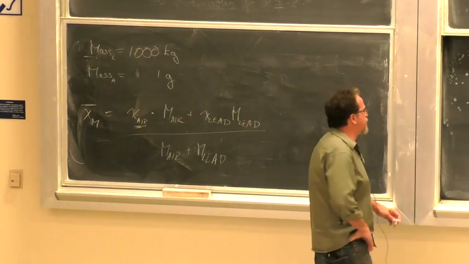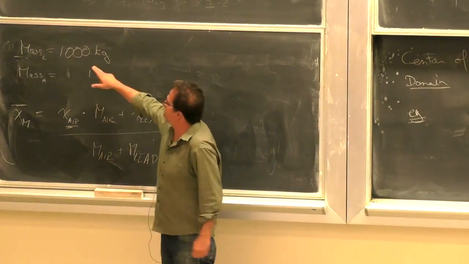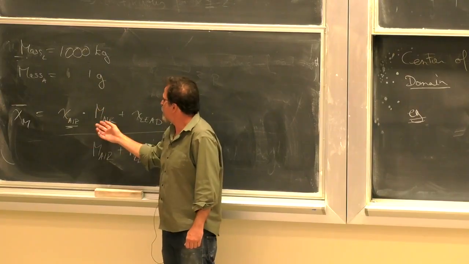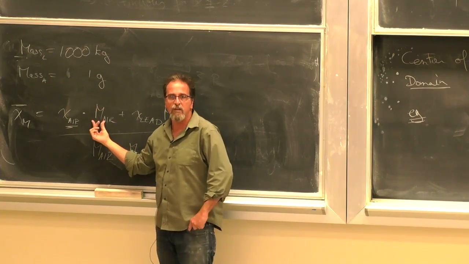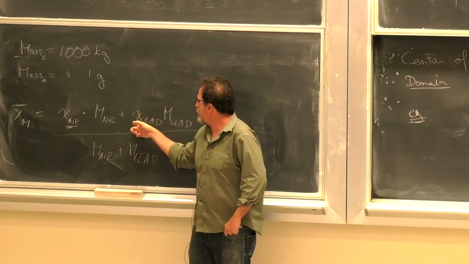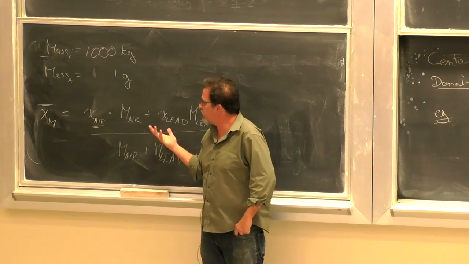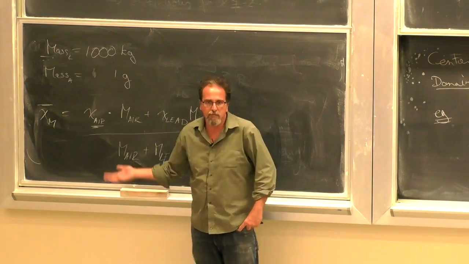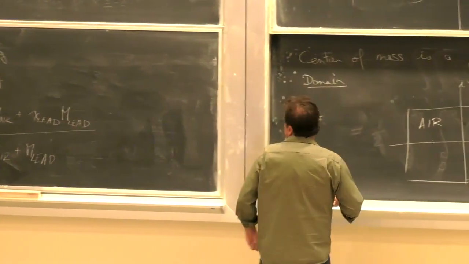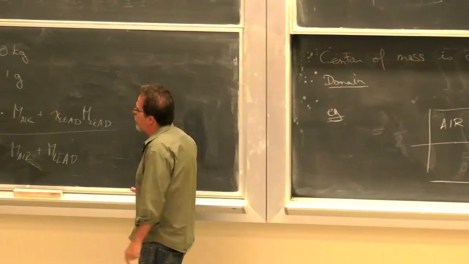And in this instance, this is 10 to the 6 times this. This is a million times this. So the mass of the air is tiny. This is negligible. The whole thing is essentially just the x location of the center of the lead, because I made such a great difference between the two. But that's not the essence of what I want to talk about right now.